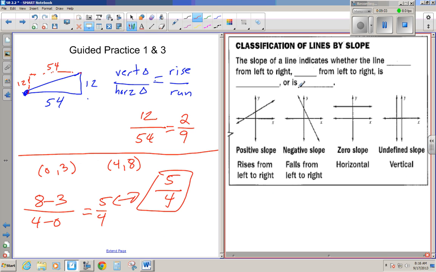Classification of lines by slope. The slope of a line indicates whether the line rises from left to right or falls from left to right. So left to right is key here. You read a book, you read sentences in a newspaper, and mathematical equations from left to right. So the slope of a line indicates whether the line rises from left to right, falls from left to right, is 0, or is undefined.